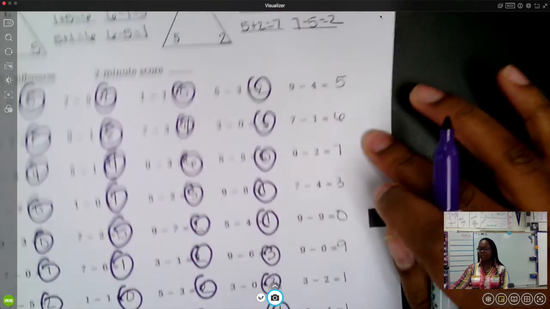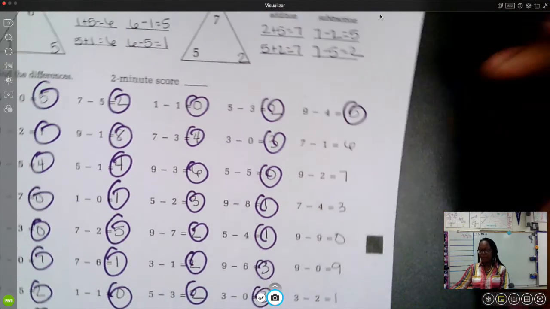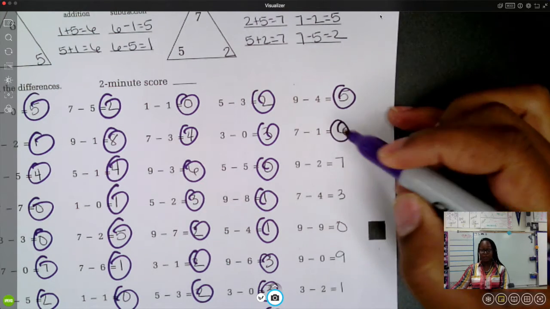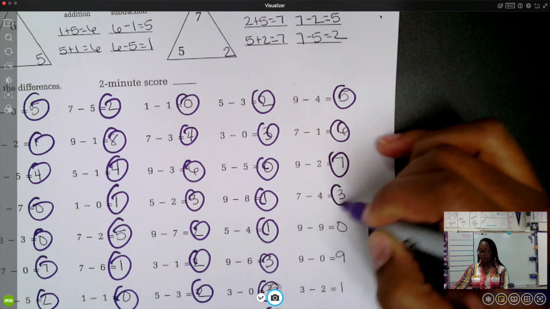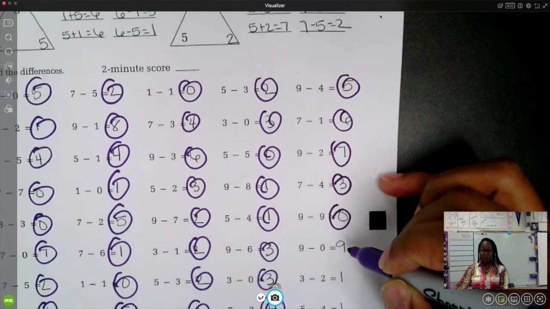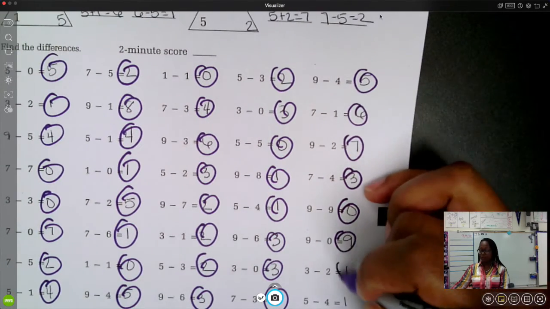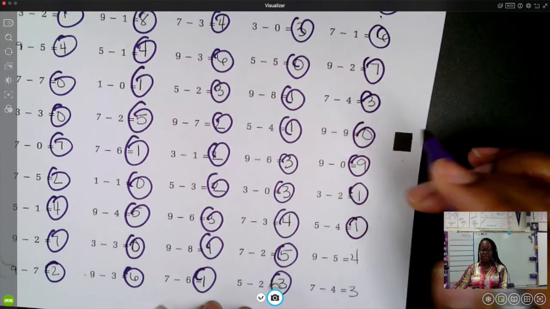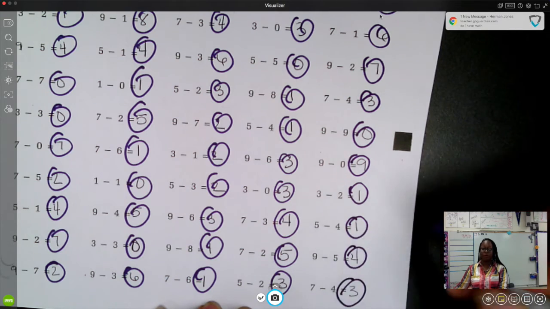The last column, guys, it says 9 minus 4 equals 5. 7 minus 1 equals 6. 9 minus 2 equals 7. 7 minus 4 equals 3. 9 minus 9 equals 0. 9 minus 0 equals 9. 3 minus 2 equals 1. 5 minus 4 equals 1. 9 minus 5 equals 4. And 7 minus 4 equals 3.